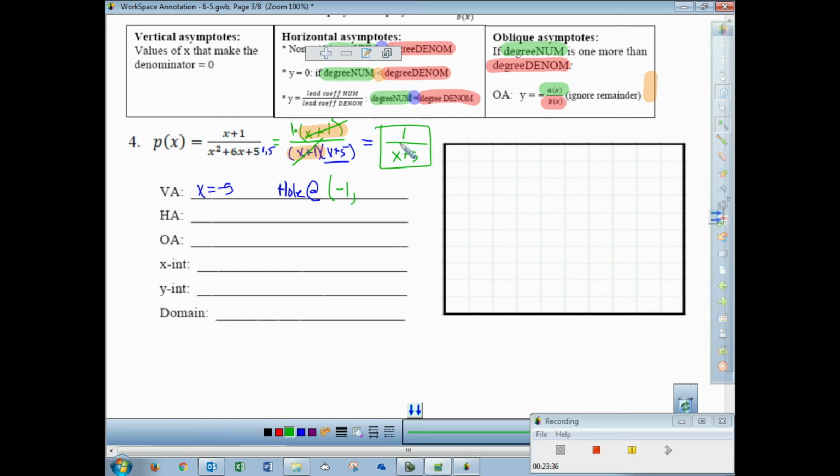Let's put -1 in for this. The only place you can put it in is right here, right? So you'd have 1 over, what's -1 plus 5, baby? 4. That's the y value of the hole right there, 1/4. I put -1, which is the x value of that hole, in for x, into the simplified function, because I canceled the quantities that were the same on top of each other.